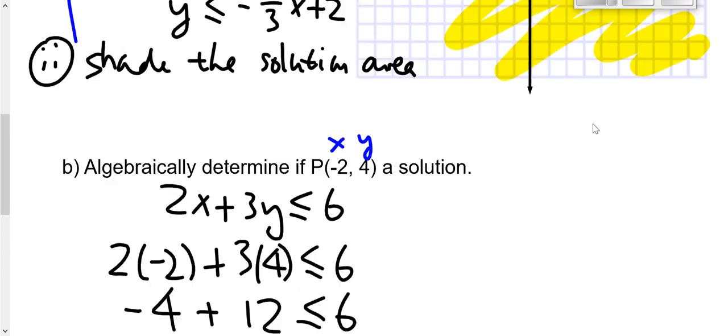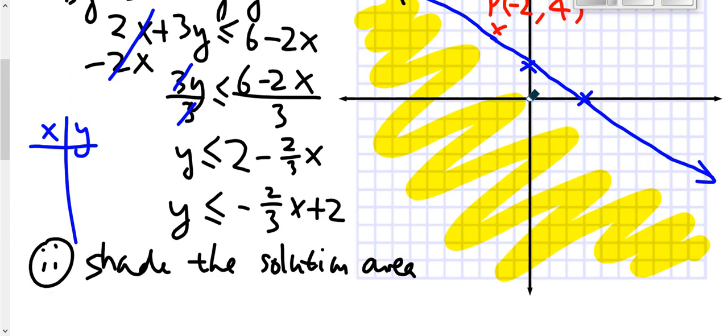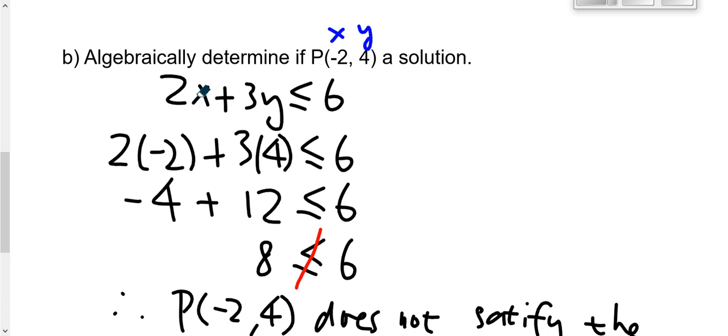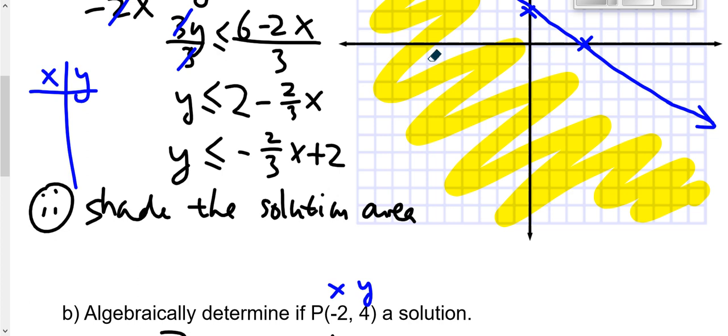Well, we're done with the whole question. If you want, you can pick a point here. So let's pick this point here, 0 0. 0 for x, 0 for y. Plug that in here. 2 times 0 gives you 0, plus 3 times 0 gives you 0, 0 plus 0 gives you 0. So 0 is less than 6. Of course, that's the case. So makes sense. So any point here would satisfy the equation.